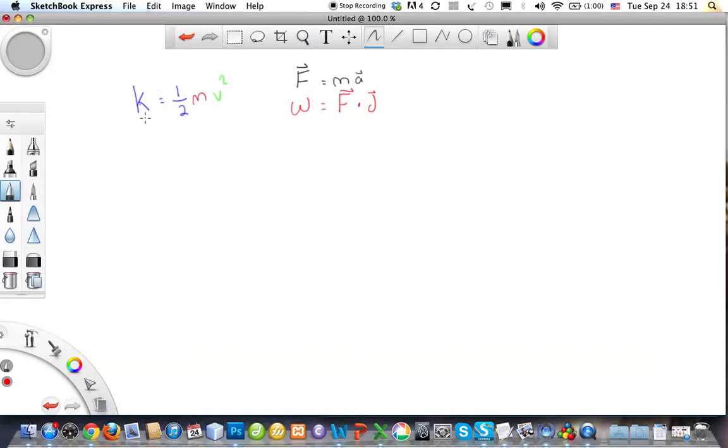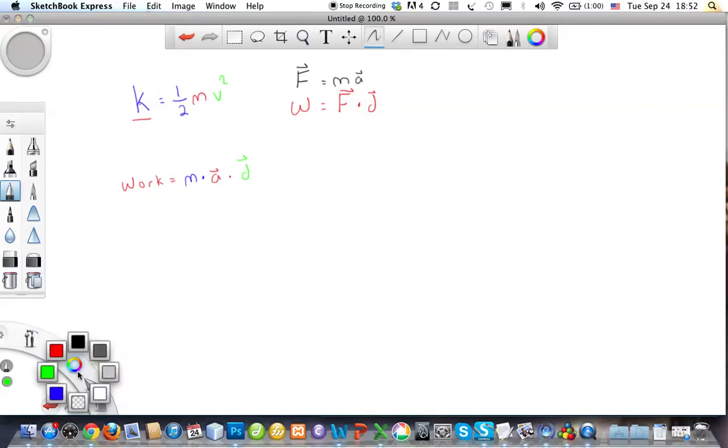So now to prove to you that kinetic energy is equal to 1/2 mass times the velocity squared, I will start out by simply stating that the work done is equal to force, which can be seen as mass times acceleration, acceleration vector, times our displacement vector. Alright, mass times acceleration times displacement.